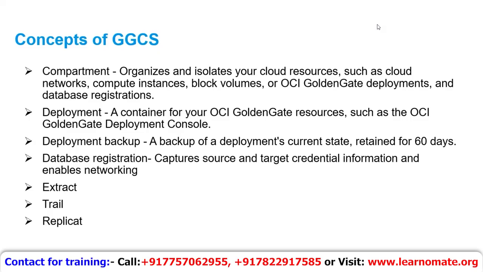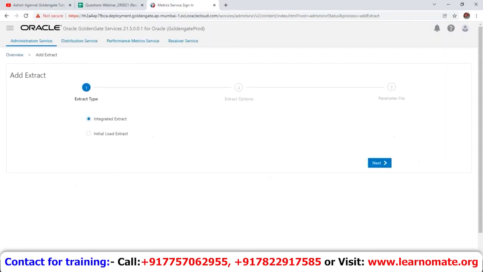You can take a deployment backup in current state and it is retained for 60 days. You need to register your database for using this GGCS. So say for example your source is on-prem, so you need to register your on-prem database and enable the networking to use that. Then you configure GoldenGate extract, trail files, and replicate processes as well in GGCS.